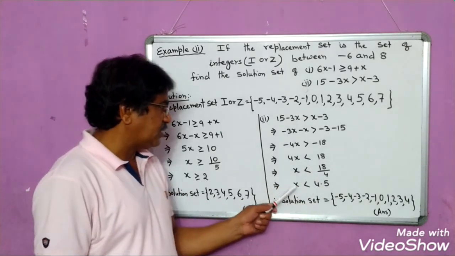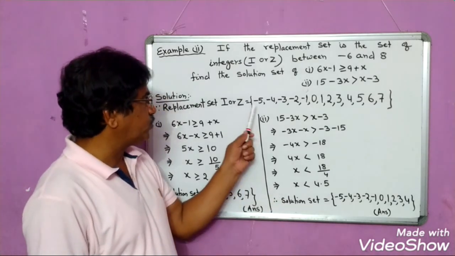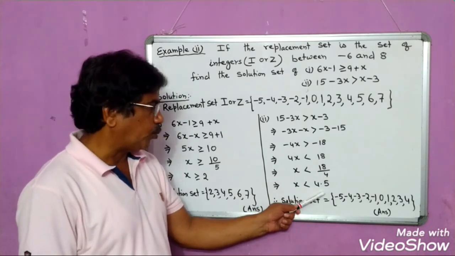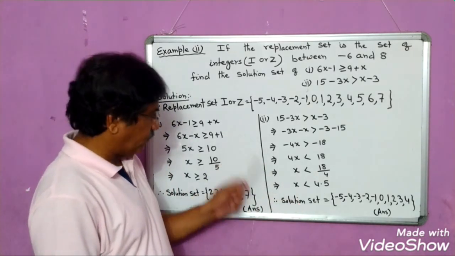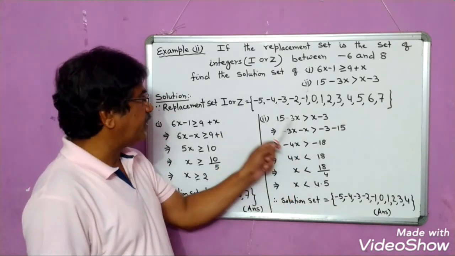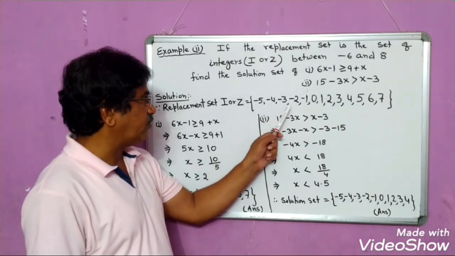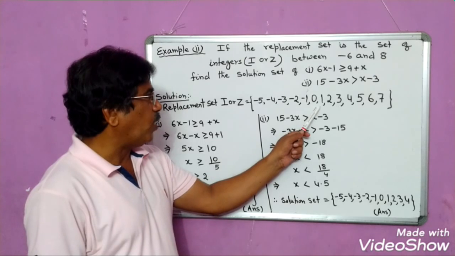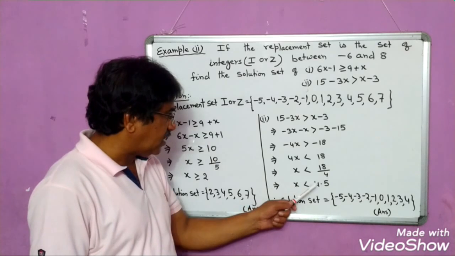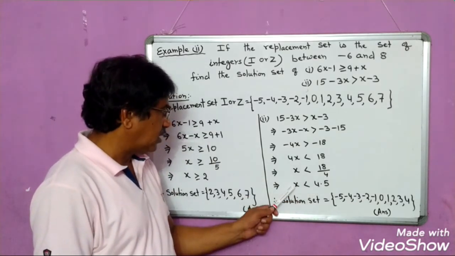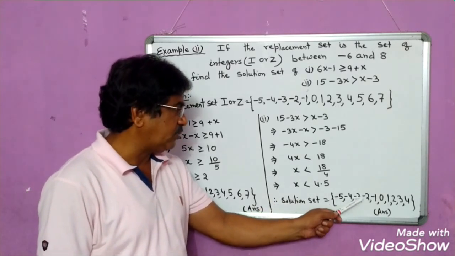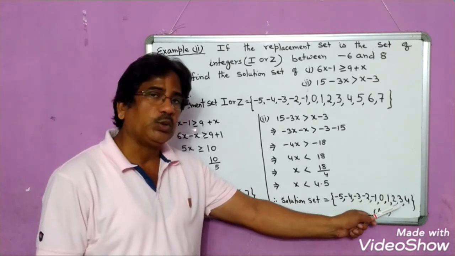Now the condition is that the value of x should be chosen from the replacement set and must satisfy the condition x is less than 4.5. So what are the values in this replacement set which are less than 4.5? We find that minus 5, minus 4, minus 3, minus 2, minus 1, 0, 1, 2, 3 and 4 are the values which are less than 4.5. So that will become the solution for this condition. Our solution set will be minus 5, minus 4, minus 3, minus 2, minus 1, 0, 1, 2, 3 and 4.